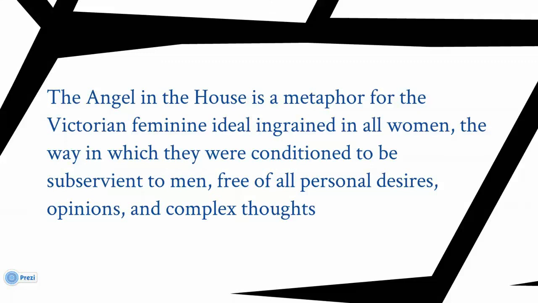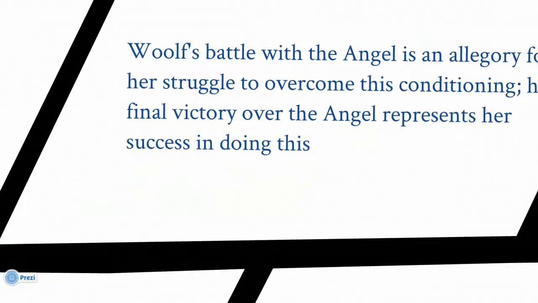This ideal is the way in which women were conditioned to be subservient to men and free of all personal desires, opinions, and free of even complex thinking. A good woman during the Victorian era didn't do much high-level thinking and just did whatever her husband told her to do and lived to take care of her children and all that stuff. So we understand what the metaphor is.